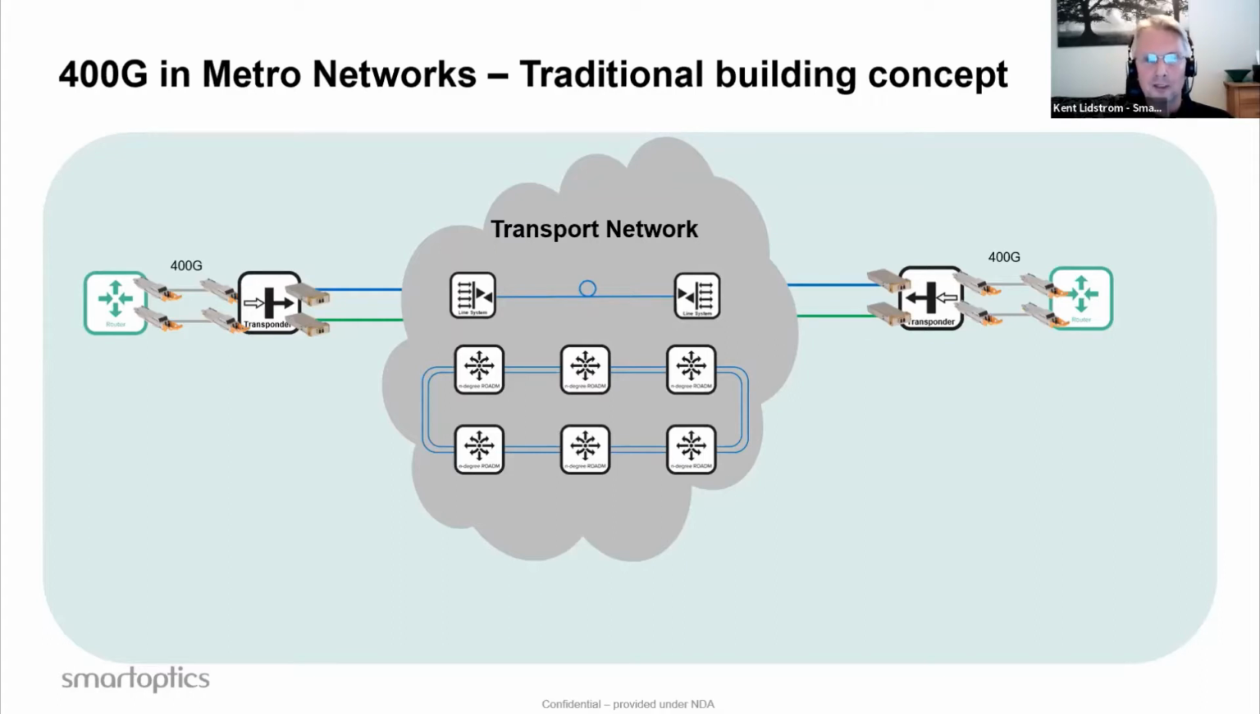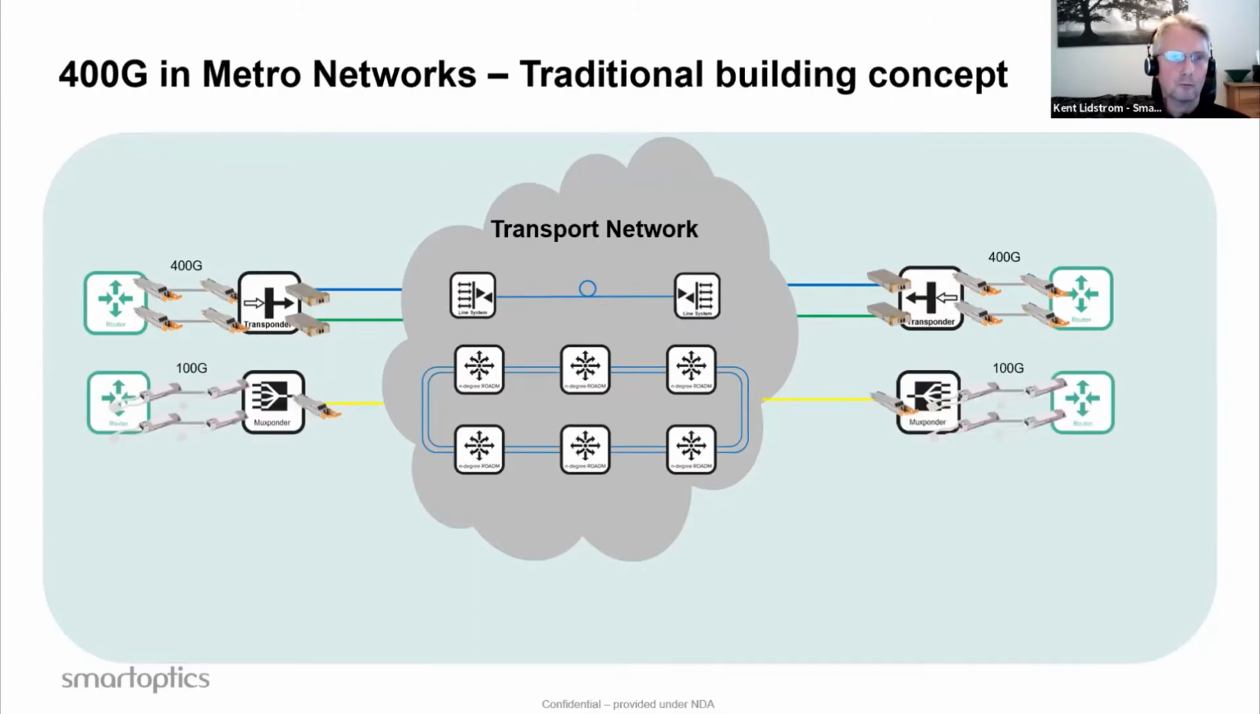In most cases today, they are using transponders from typically the same vendor. The transponder in this case will then be used where you have gray optics in your routers, standard SR or LR optics, and then you run it to a transponder where you do a wavelength conversion and you also add some framing on top of it, typically like an OTN framing.